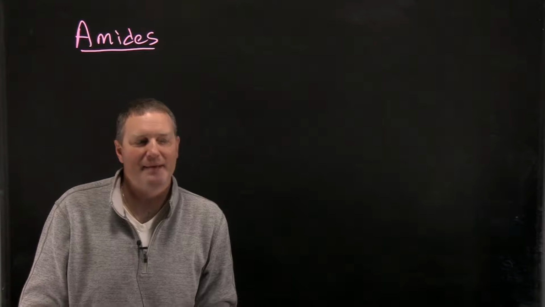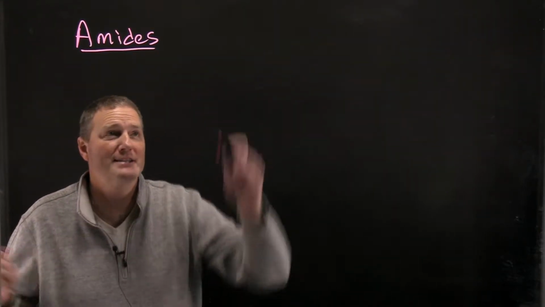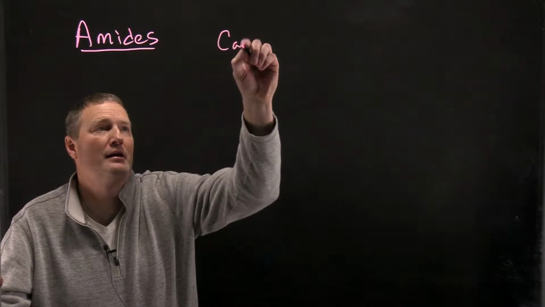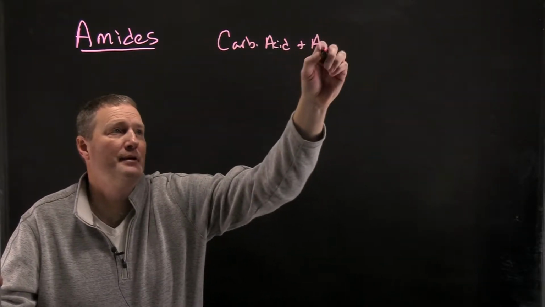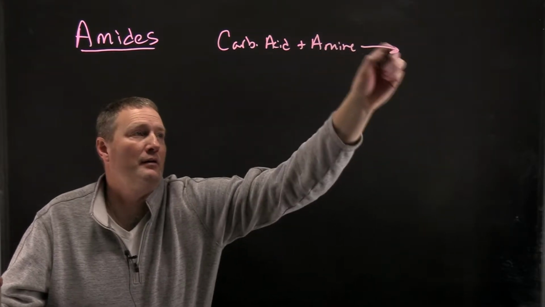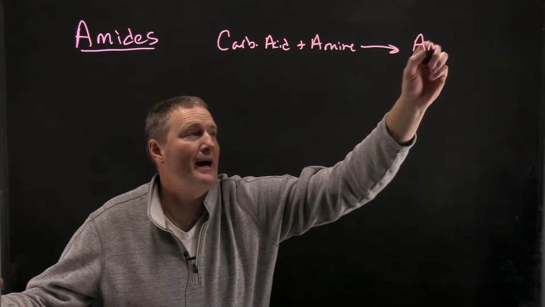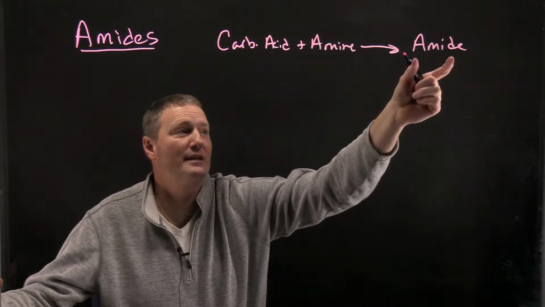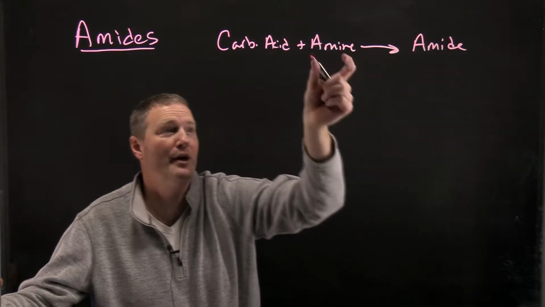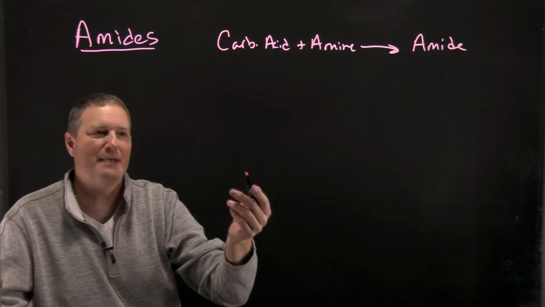So what exactly is an amide? Well, an amide comes about from the reaction of a carboxylic acid plus an amine. When you mix those together, they'll form the new functional group called amide. Okay, just be careful about not confusing A-M-I-D-E with amine, A-M-I-N-E. These are different. So let's just draw out an example of this.